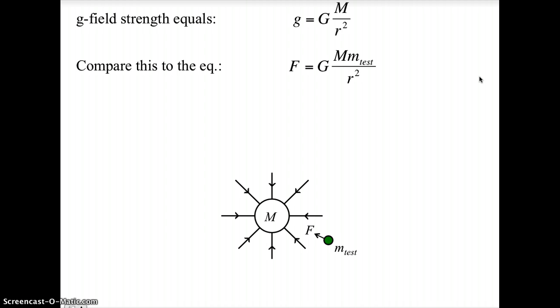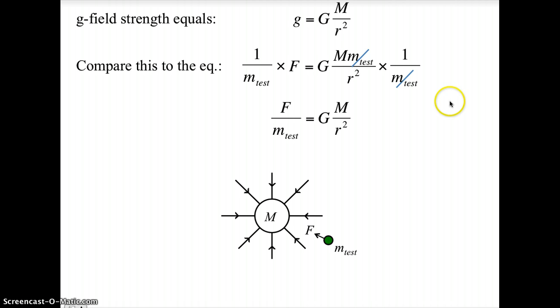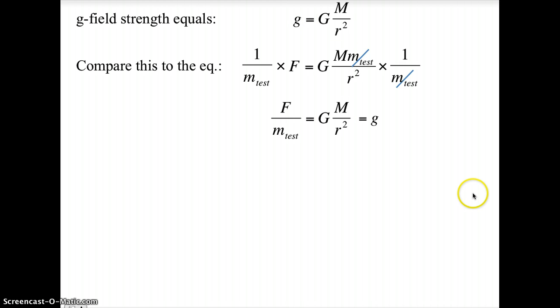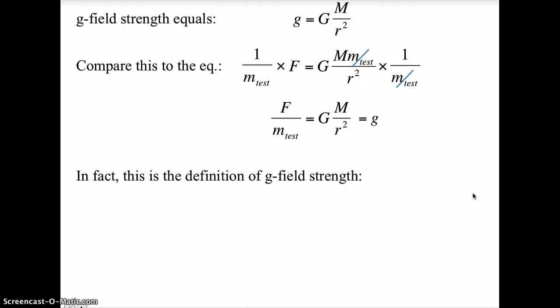So what if we take this second equation and we rearrange by dividing both sides by m sub test? Well, then on the right, the test mass cancels out, and what we're left with is this. And if you look, you see that the right side of this equation on the bottom is equal to the right side of the top equation. So this equals this, which equals G. And in fact, what we have here is the very definition, the true definition of G field strength.